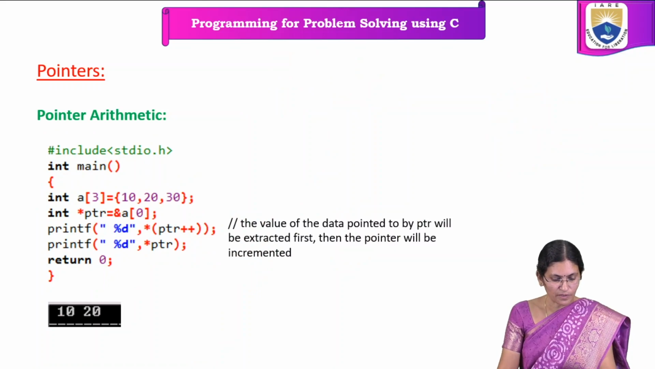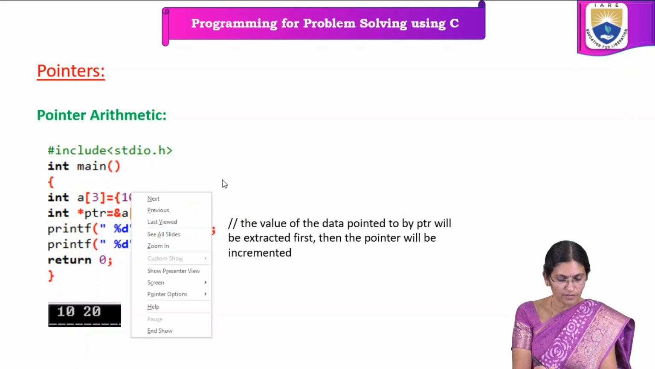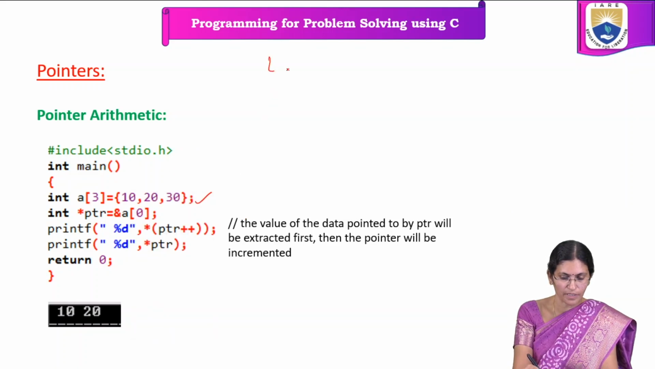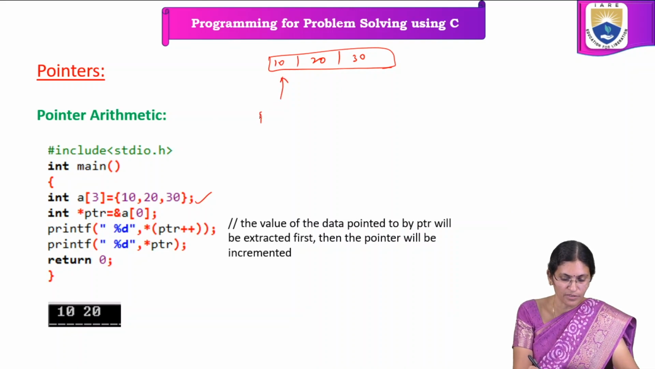Next, one more example we'll see for pointer arithmetic. Here also we have taken the same array A. A is an array having 3 elements, 10, 20 and 30. PTR is storing the address of the first element of the array. That means PTR is pointing to this one. Suppose this is 1000. So PTR will also have 1000. PTR is storing the address of the first element of the array.